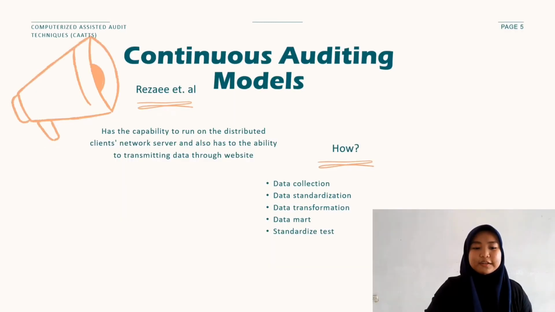Next, there are three types of continuous audit model. The models differ according to the objective of each model. The first one is the continuous audit model by Rezaee. This is a conceptual framework for a continuous auditing system. It would be capable of running on a distributed client-server network and is also web-enabled for transmitting data to the audit workstation. The model involves several steps.